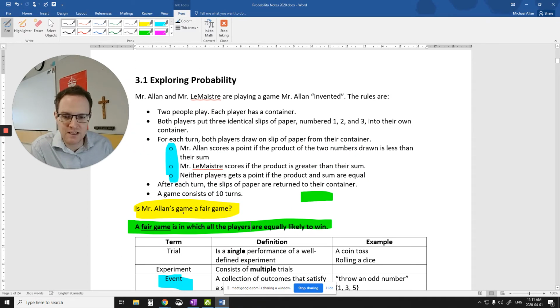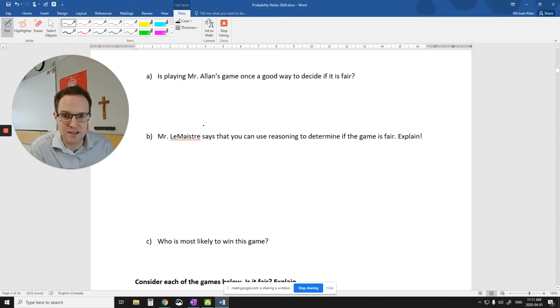Okay, so we're going to try to determine, is this game fair? So I'm going to go down here, the next page here. I'm going to answer some of these questions here. So this first question here is, what we're going to try to do is playing the game once.